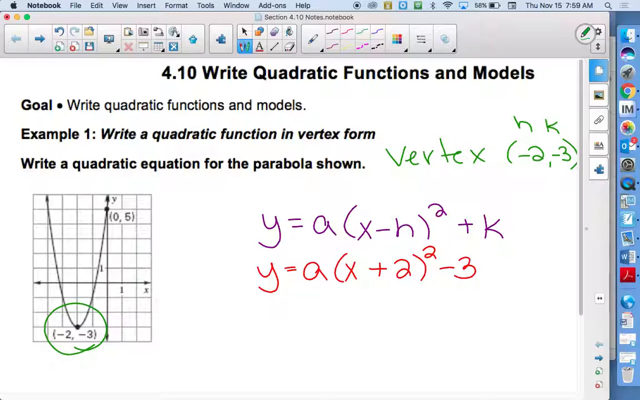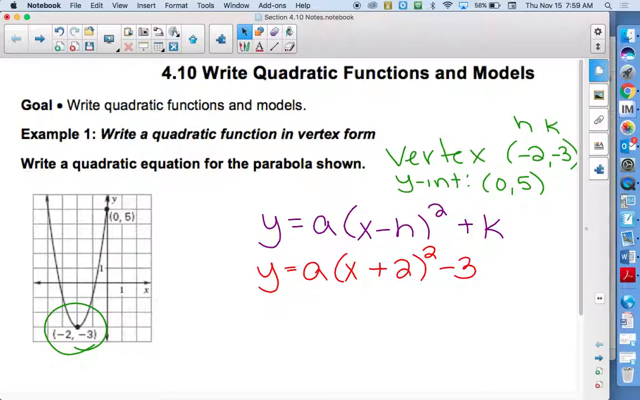They give us another point, and it happens to be the y-intercept. The y-intercept is 0 and 5. If you have a point on the graph, and it doesn't have to be the y-intercept, but it could be any point on the graph, what letters do these ordered pairs represent? If it's just a random point on the graph, it's not the vertex. Holly? X and Y. So Holly, what do you think we could do with that point that's on the graph? Yeah, you could plug it in.